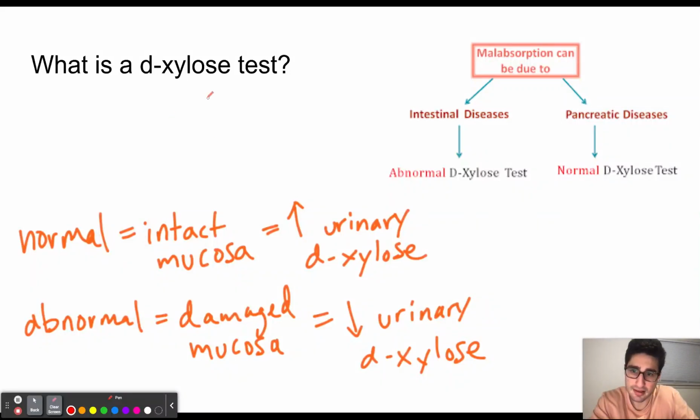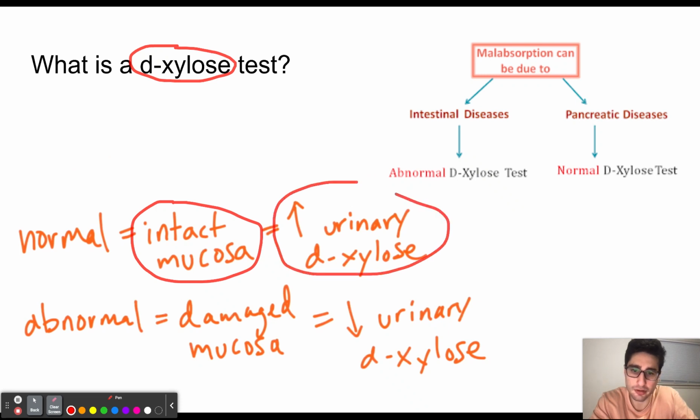A D-Xylose test can be helpful in diagnosing malabsorption-related diseases. D-Xylose is a sugar that does not need any enzymes for it to be absorbed in the intestine. The only thing that we need in order to absorb D-Xylose is a healthy, intact intestinal mucosa. So if we administer D-Xylose to a normal, healthy patient, then we would expect elevated urinary D-Xylose.